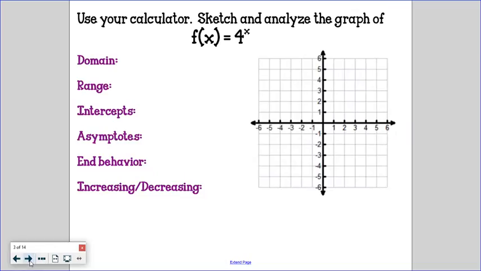So if you will grab your graphing calculators, and in your y1 type in that function, 4 to the x, give me a standard window, like a zoom 6. Go ahead and give me a picture of that graph, and then I'll give you a second to work ahead of me, and we'll talk about domain, range, and things that are typical for our exponential functions here.